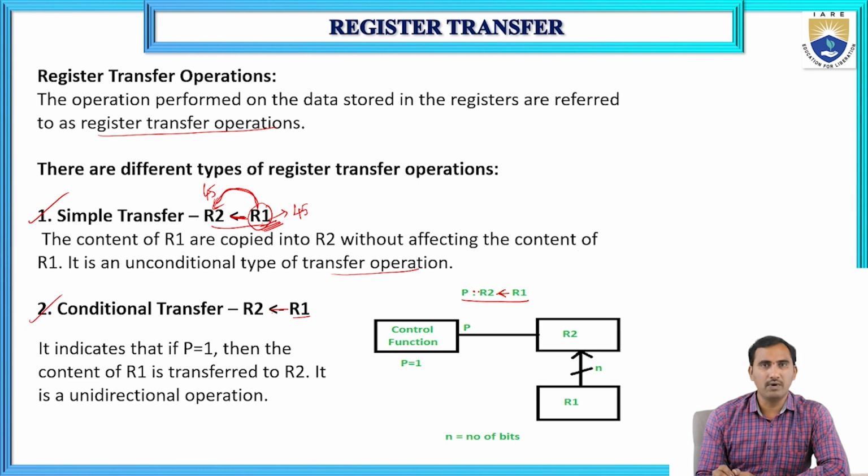Just before, we have seen the various symbols that are used in register transfer language. So colon is used to represent the condition. If the P value is equal to 1, then the R1 contents will be transferred to R2. So that is a conditional transfer. Here you can see the block diagram. The P value is generated using some control function. Whenever P is equal to 1, the content of the R1 register will be loaded into the R2 register.